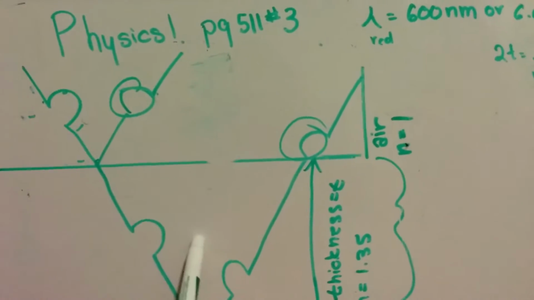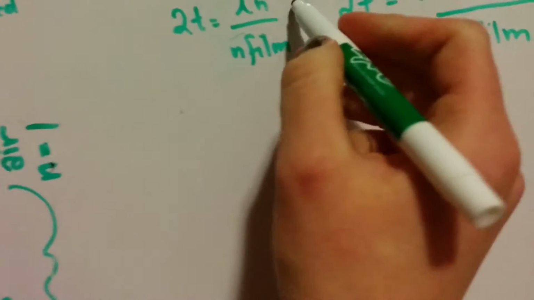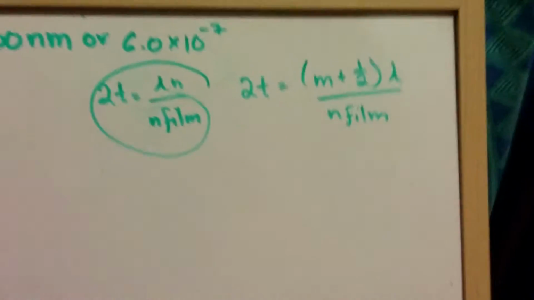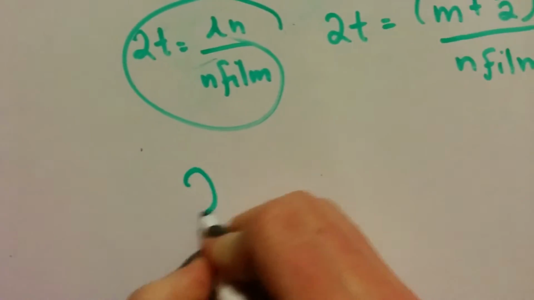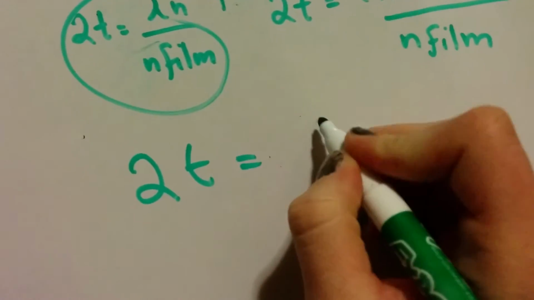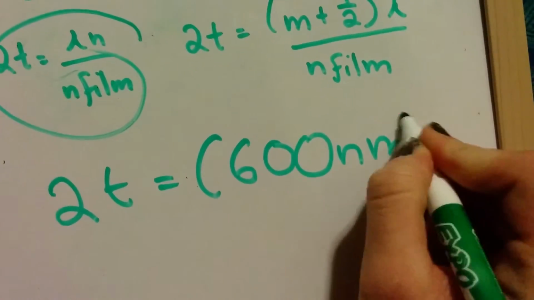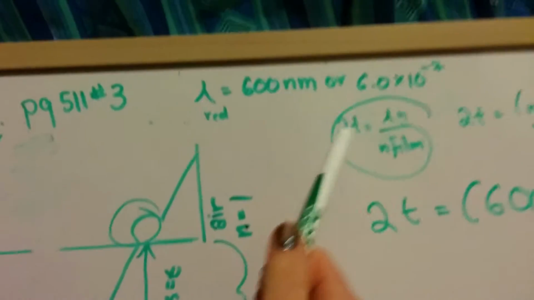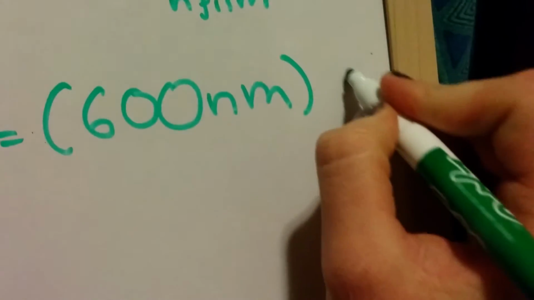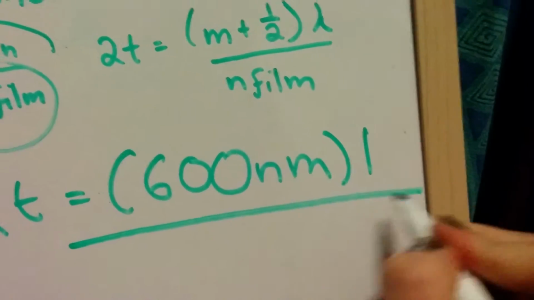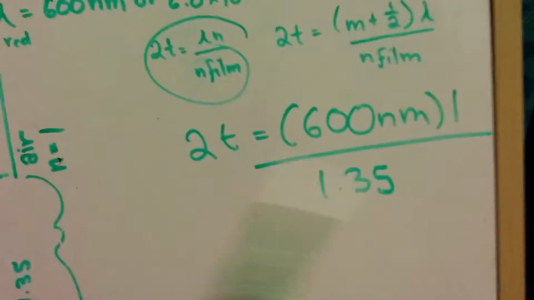And we have either no phase change or them both going through the same phase change. So that means we'll be using this equation. We'll be using this equation. Now, 2t, we know that lambda is 600 nanometers. And then n here has a value of 1 because we're using air. And then that all goes over 1.35, which is the index of refraction for the film.